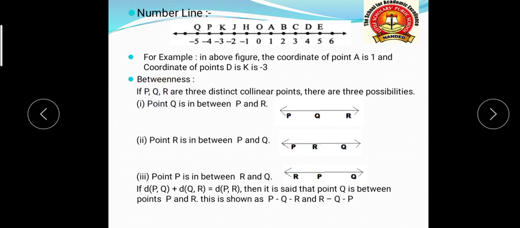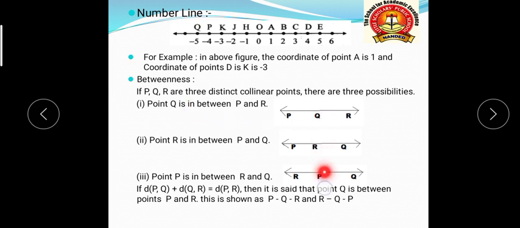Now, betweenness. Betweenness means which point is in between the other 2 points. So, there are 3 possibilities. For example, I am considering the points P, Q, R. What is the betweenness? You can't define it, exactly. Maybe Q is in between. Maybe P is in between. Or maybe R is in between.